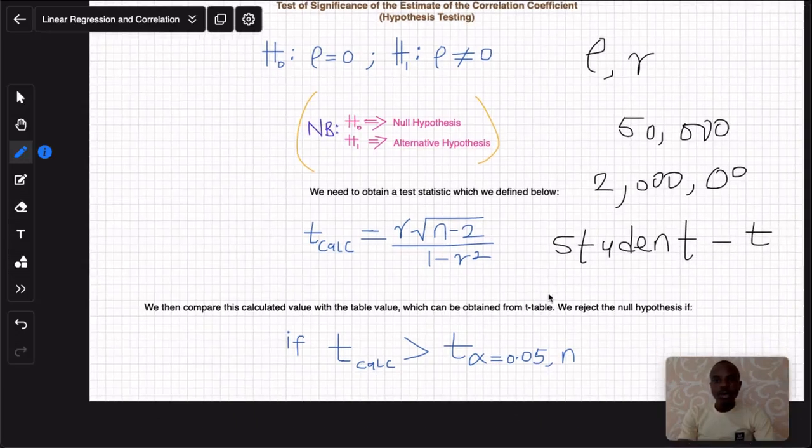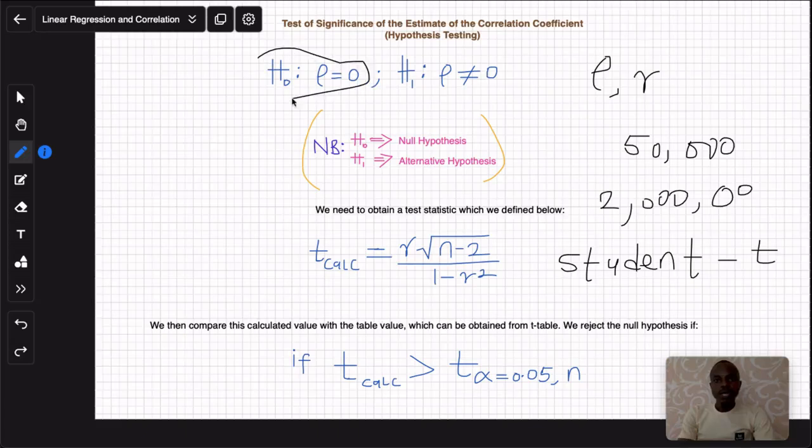Now, when we have done that and we obtain the value, we compare. If what we calculated is greater than the value from the table, then we reject H naught, called the null hypothesis. But if it is less than, then we do not reject H naught. So if we reject H naught, what we obtained is generalizable. It is not due to chance. But if we do not reject H naught, then it means that it is not generalizable. It means that it is due to chance.